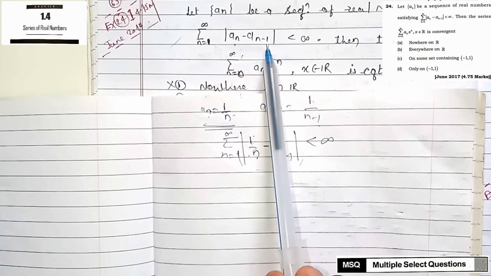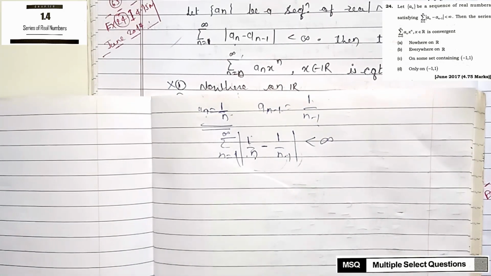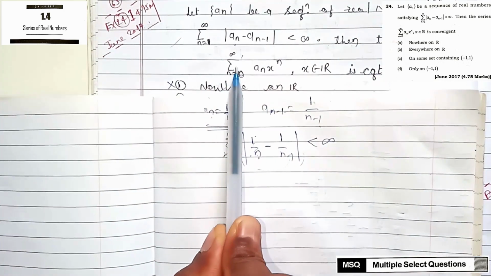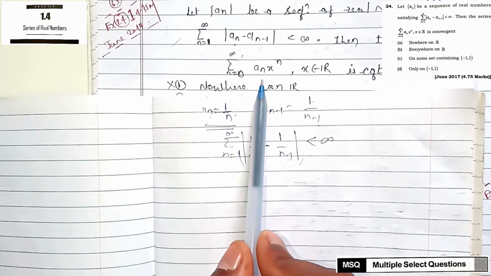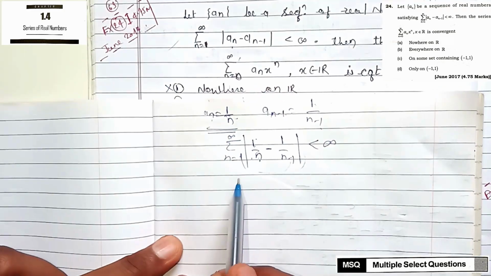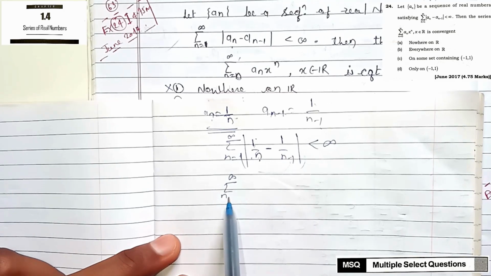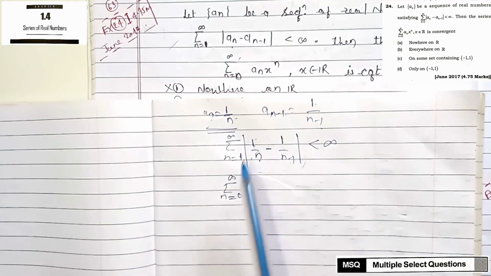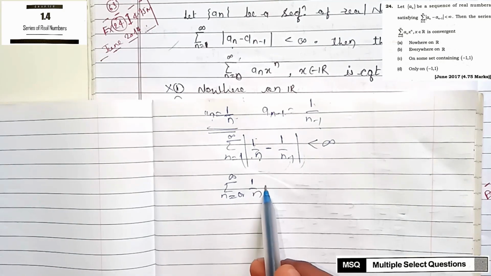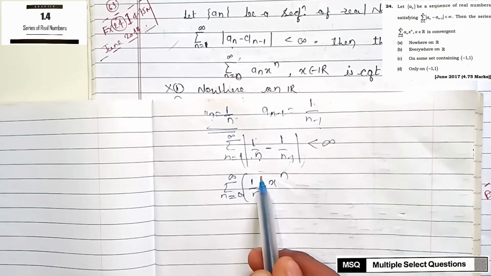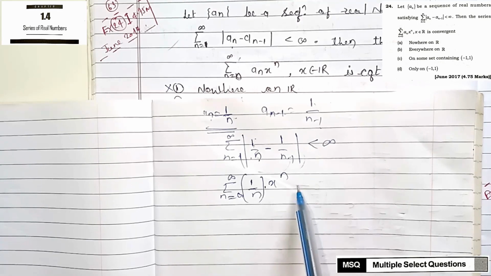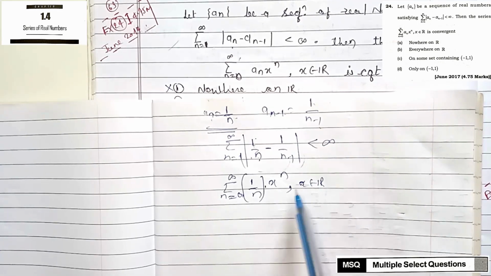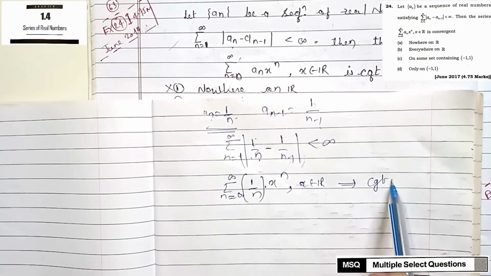So if it holds over here, then we have to find out whether this series, n equal to 0 to infinity, is convergent on R or not. So what we will get is the series n equal to 0 to infinity, where a_n is 1 upon n into x raised to n, and x belongs to real numbers. We have to check whether it is convergent or divergent.